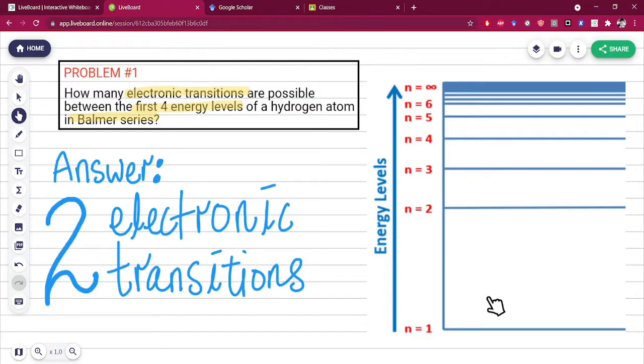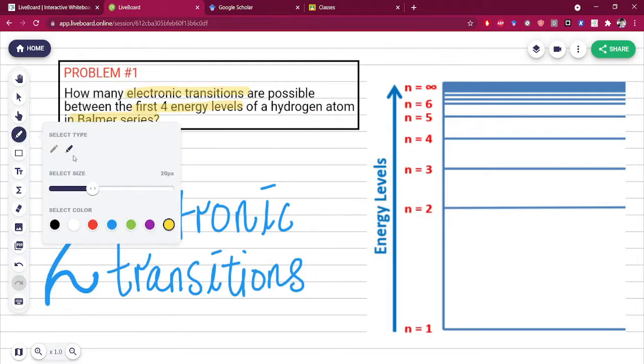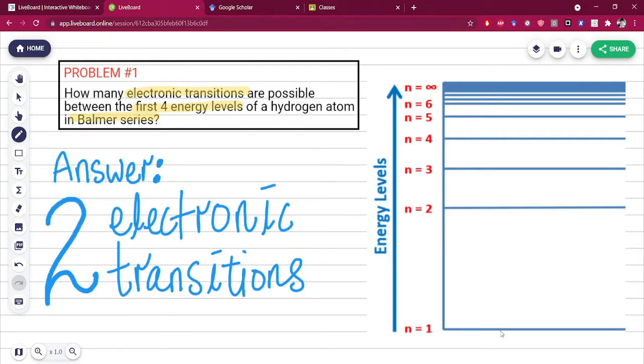Now, we need to consider the first 4 energy levels, 1, 2, 3, 4. The question only asks for the Balmer series. Therefore, the answer is 2 electronic transitions. Why? We only look at the first 4 energy levels, 1, 2, 3, 4, so this is the topmost energy level for this question. You can have the first one from 4 dropping to 2. So this is the first one.